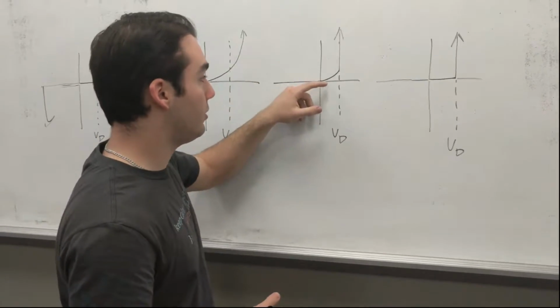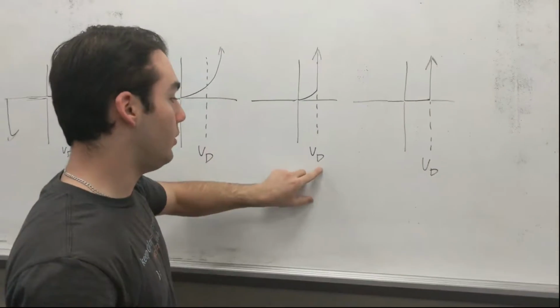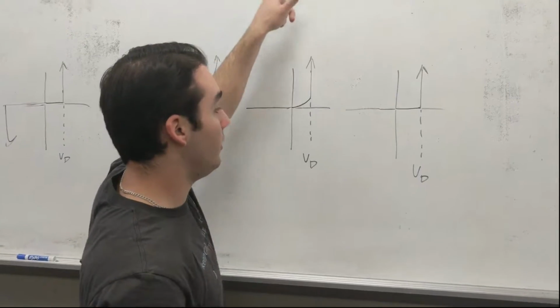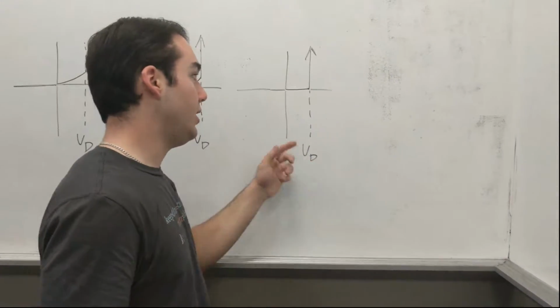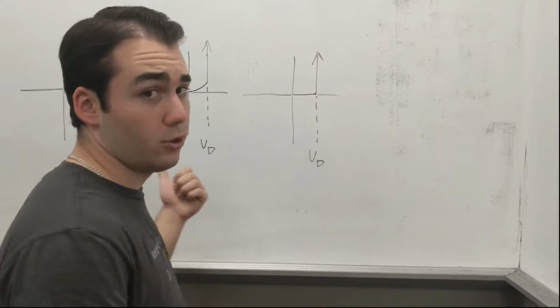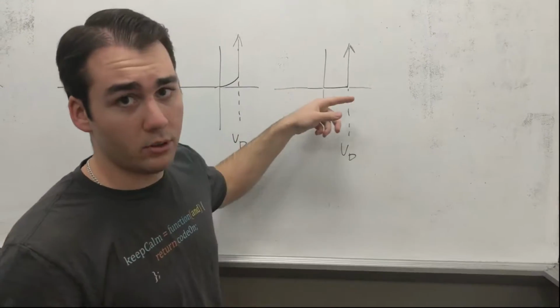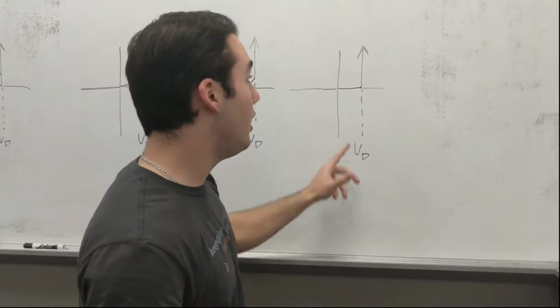Over here, it'll allow a certain amount of leakage to go through until it reaches some voltage, and then allow all of it. And then in this idealization, it's very much like the first one that you saw, where it's just perfect resistance up to a specific voltage, and then it goes straight up.